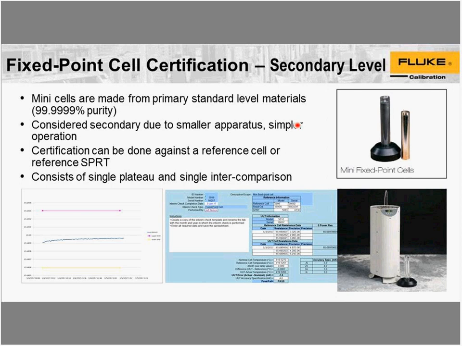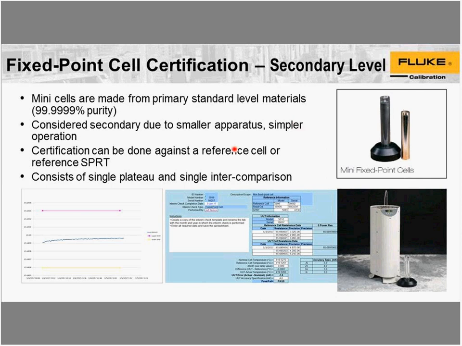That opens up the opportunity for more options for certifying the fixed point cell. Now potentially the cell could be certified or compared with a calibrated SPRT with good success. In our laboratory, we have the benefit of having reference level fixed point cells available, so we do a simple intercomparison of our secondary fixed point cells with the prime fixed point cells. But it's a reduced intercomparison where we compare with a single plateau, a single intercomparison, and do a plateau test.